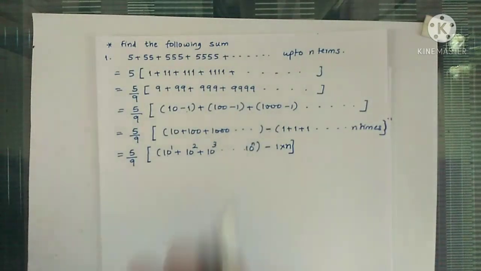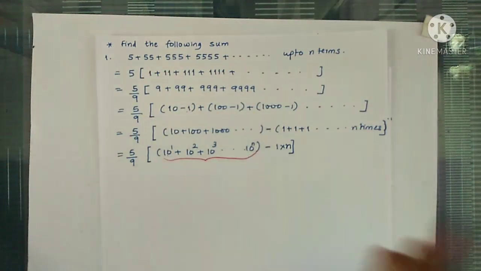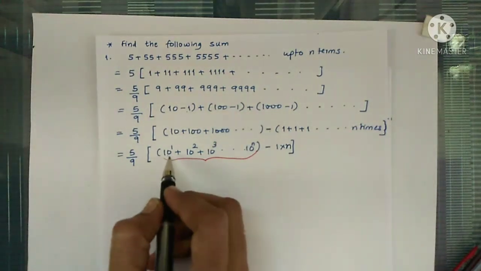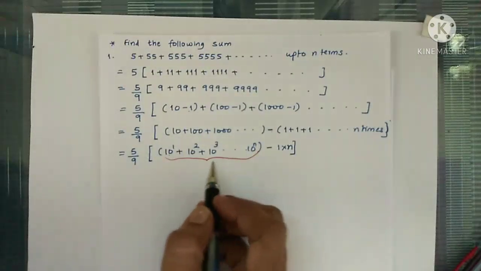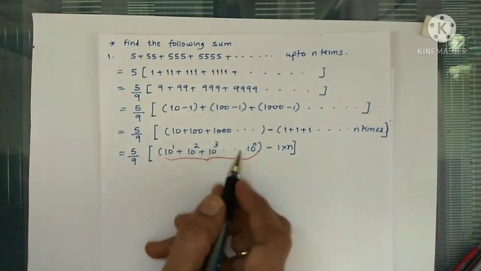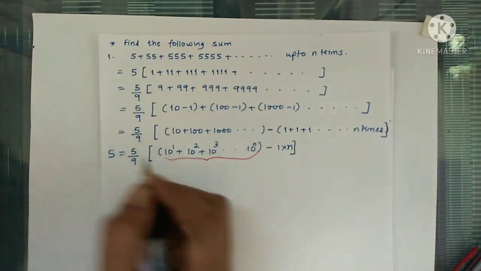Now this bracket, 10, 10 square, 10 cube, we can see that it is a geometric progression. Multiplying the first term by 10, we get the second term. Again multiplying by 10, we get the next term and so on. The ratio is constant everywhere and it is 10. So let this be the required sum S.